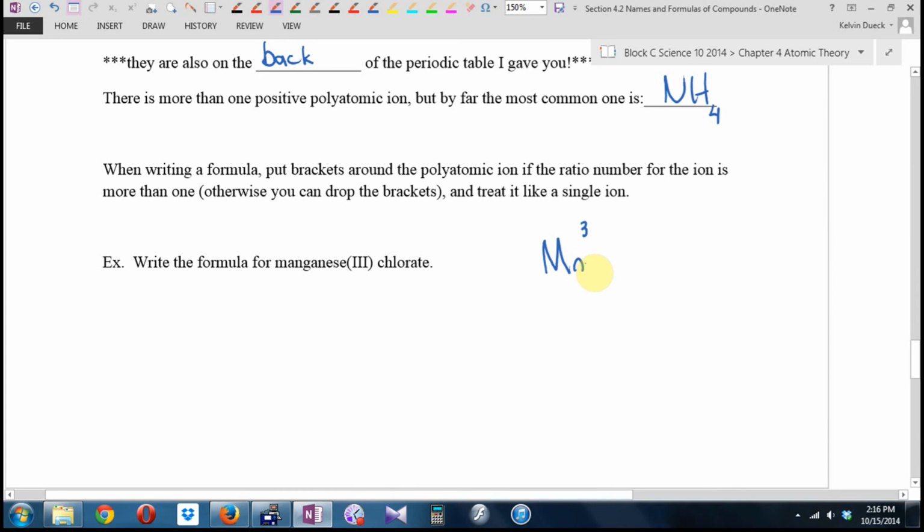Chlorate. Does it say chloride? That means this is a polyatomic. Can you find chlorate? It's on the back, and I haven't got these memorized. What is it? Charge as well. ClO3, what? Negative. Okay, you guys with me? Yeah. Now I crisscross.